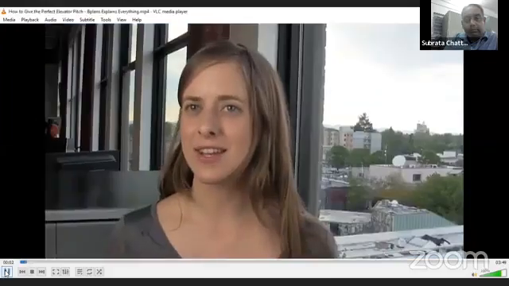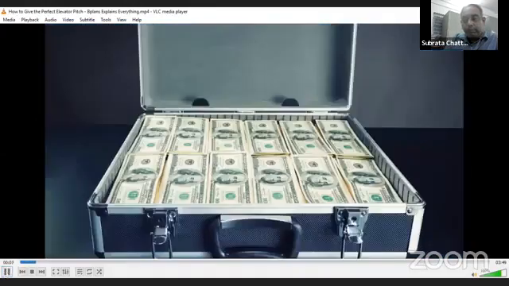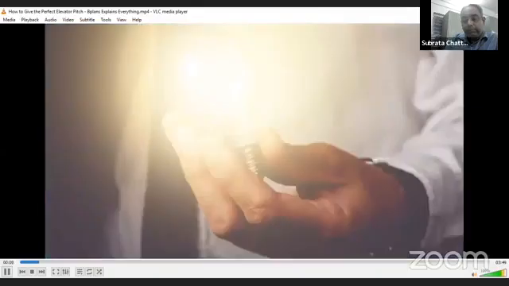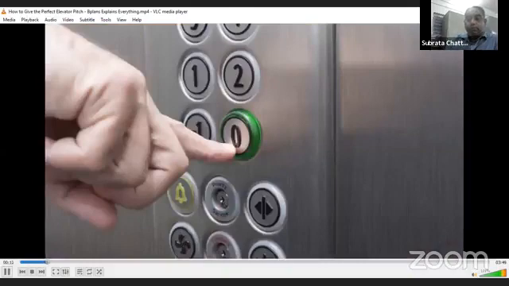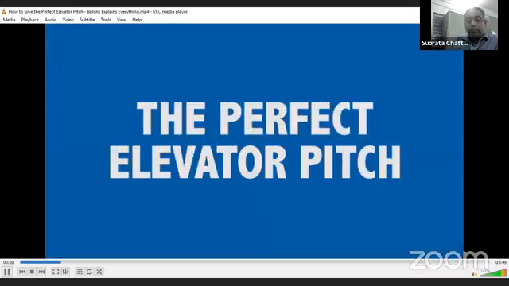You're in an elevator, the doors open up, and Bill Gates walks in. He has a briefcase full of money, and he says he heard you have a great business idea. You're on the 18th floor, and before you reach the bottom, you need to convince him to invest in your company. You need to give the perfect elevator pitch.